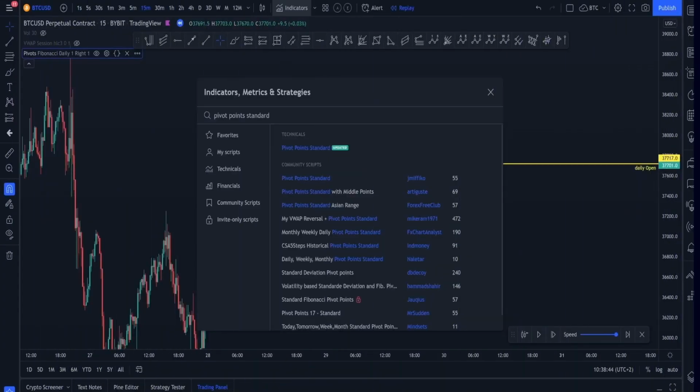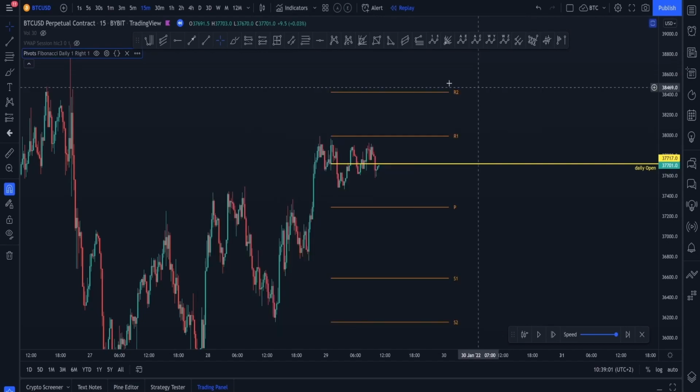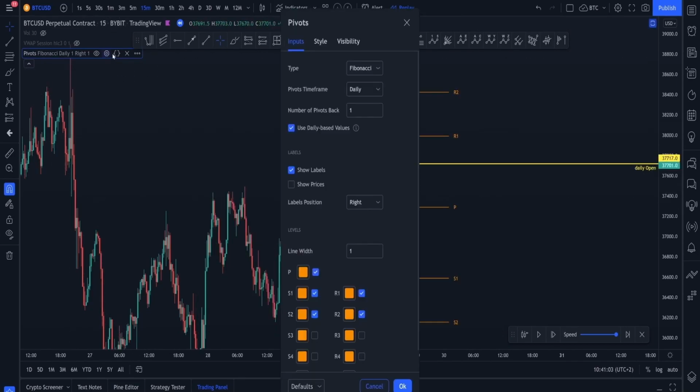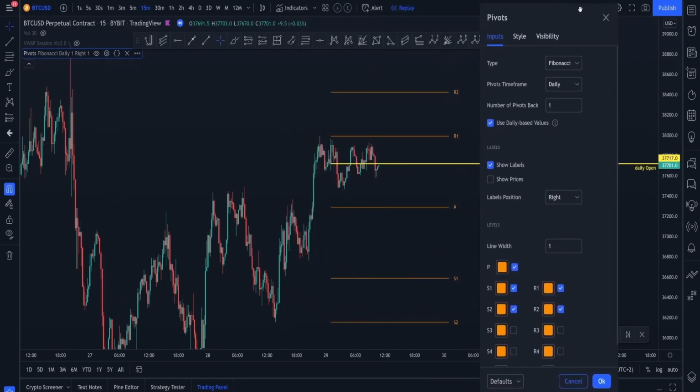Now let's have a look at a practical example. To activate the Pivot Points Standard Indicator, simply click on Indicators in TradingView and then type Pivot Points Standard in the search box, selecting the top result. Next, you can modify the settings in the indicator to fit the trade setup that you're trying to find.